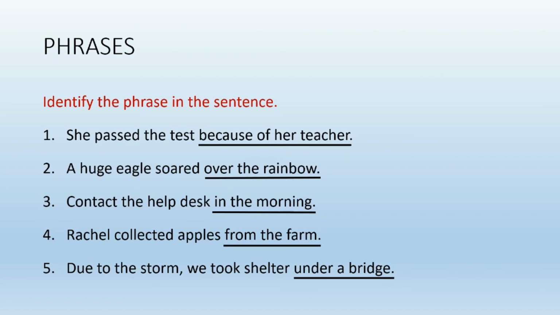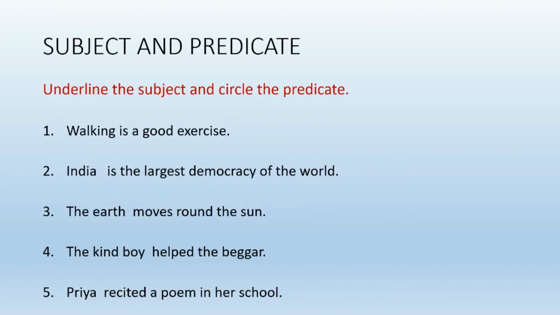Children, I hope you understood the identification of a phrase in a sentence. So what is a phrase? A phrase is a group of words which gives some idea but not complete sense. Let's go to the next topic, subject and predicate.